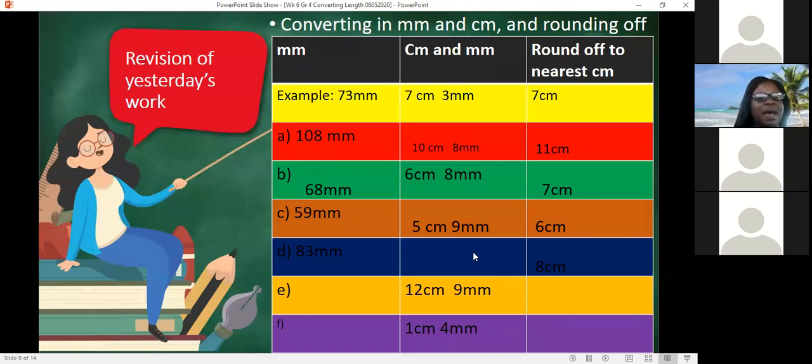And then I see Imange already answered for number D. So Imange, your answer is correct. Rarak, you swapped your units. It's supposed to be 8 centimeters and 3 millimeters. Yes, Kayla, you are right. Okay, Joda, you are correct. 8 centimeters and 3 millimeters.